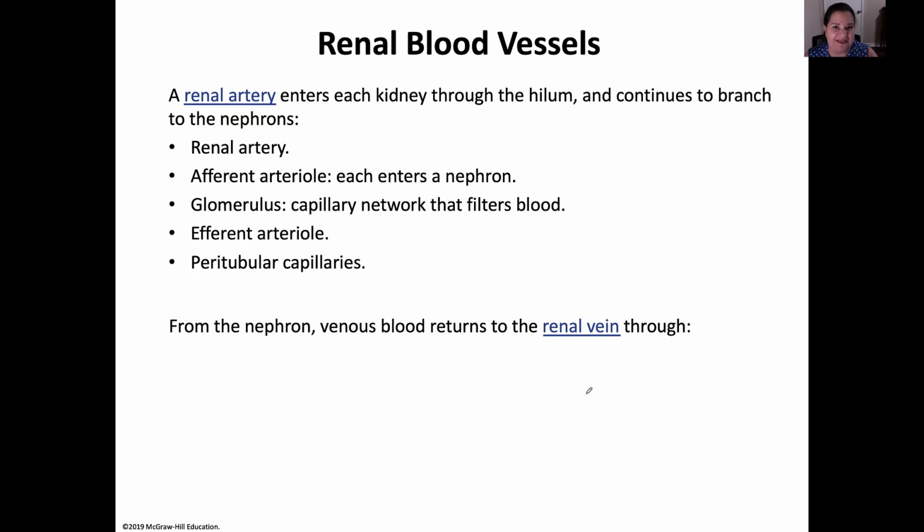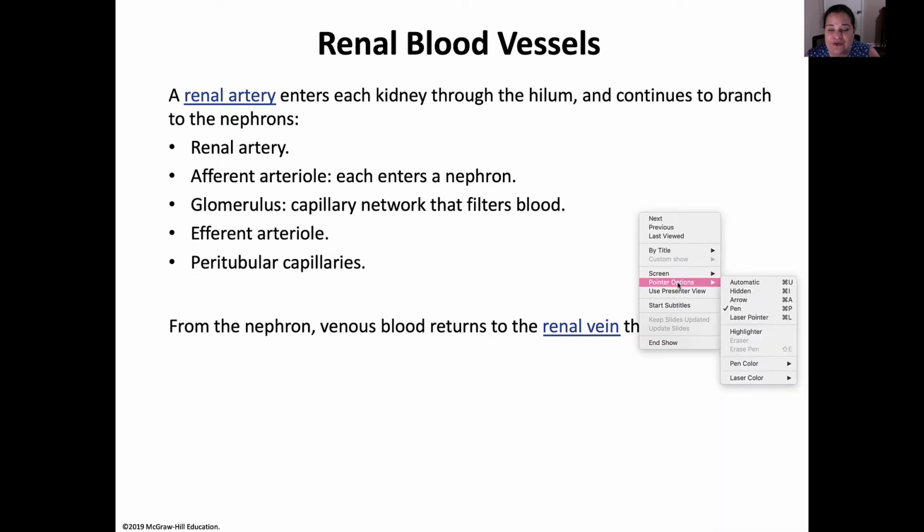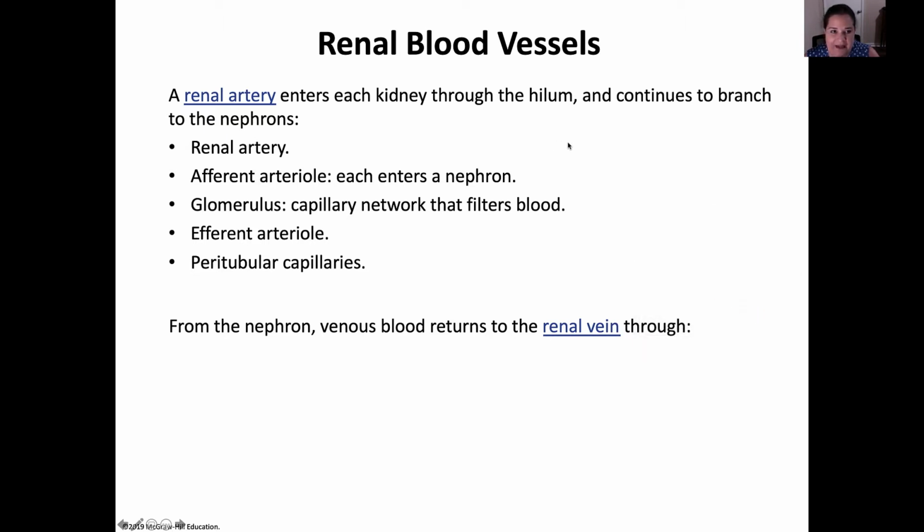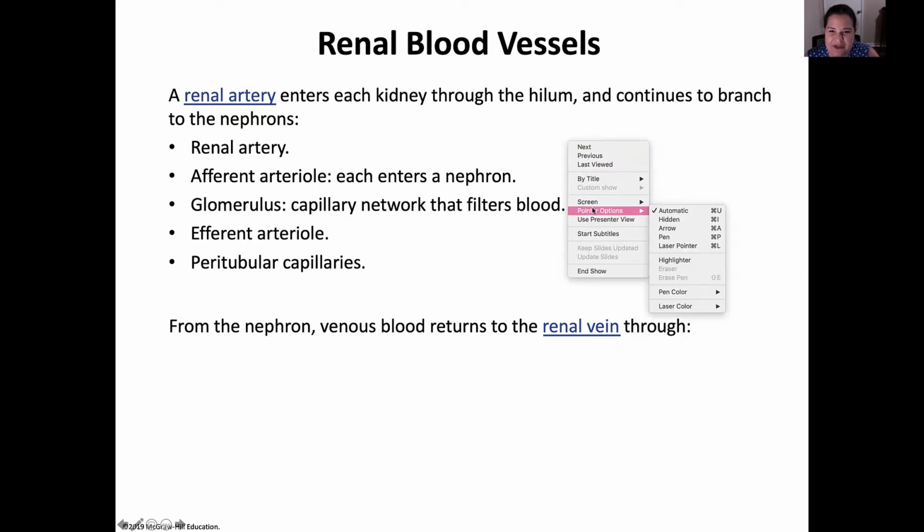So how do we get to the nephrons from the renal artery? I'm actually not even going to ask you to learn those names. I'm just looking for my red.